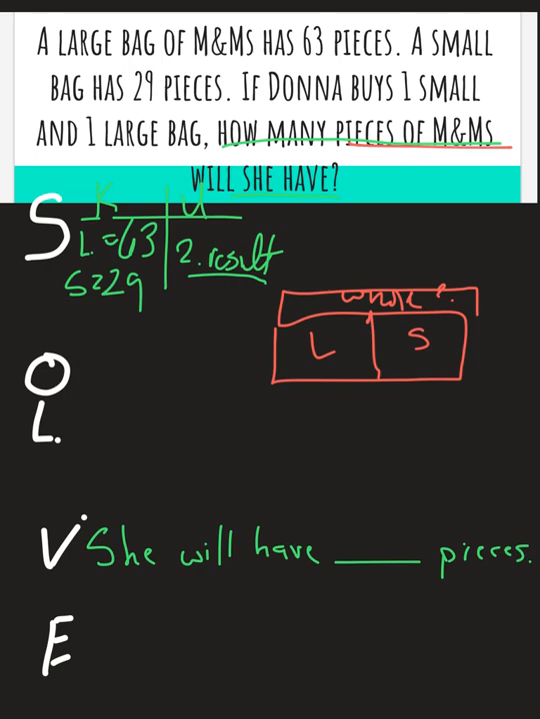63 plus 29 gives us some result, some unknown. 9 plus 3 is 12. 6 plus 1 is 7, and 7 plus 2 is 9. She will have 92 pieces. So if we were to extend this, we would ask kids, well, make the problem a little harder for yourself.